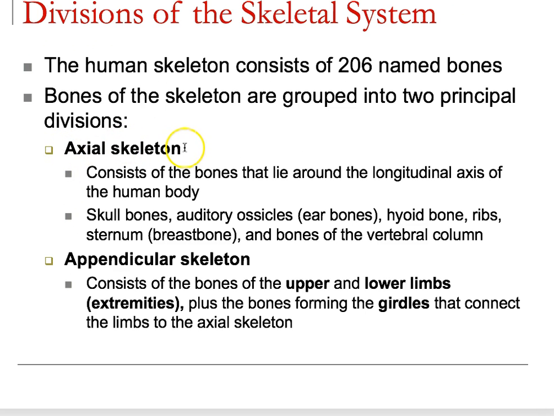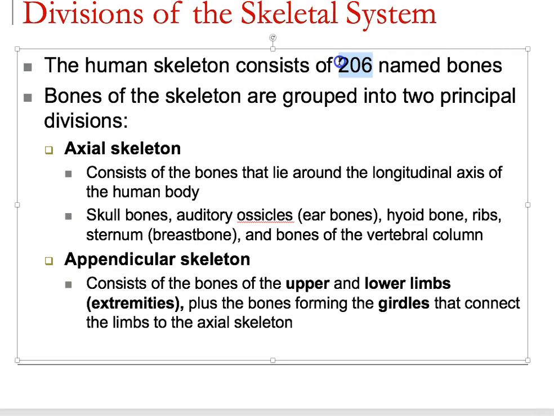So a moment ago I told you that we have the axial skeleton. That's what we're going to spend today looking at. And I want you to see that there are 206 named bones that you'll know in the span of a few short days. And of those 206, really, you want to know the major bones of the axial and appendicular skeleton. We don't expect you to learn all of the digits and all of that sort of stuff. We do want you to pay attention to the bones that lie around the longitudinal axis for the axial skeleton.